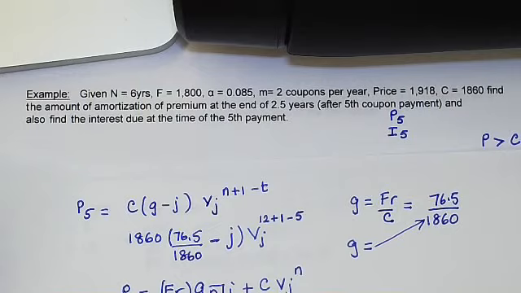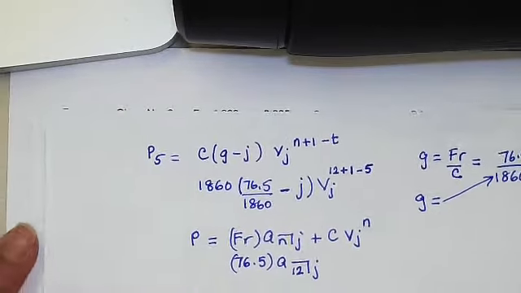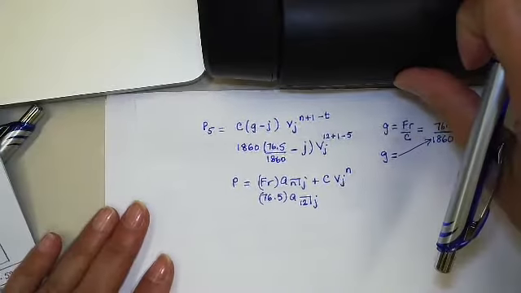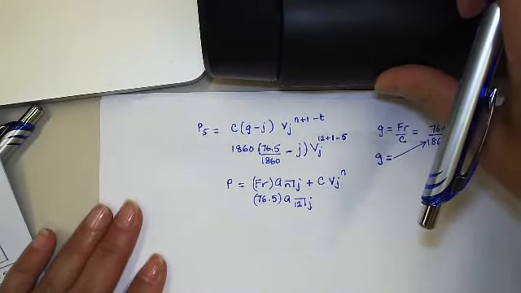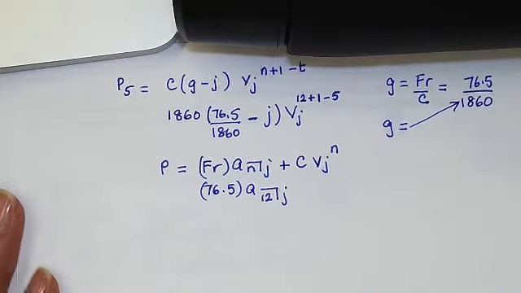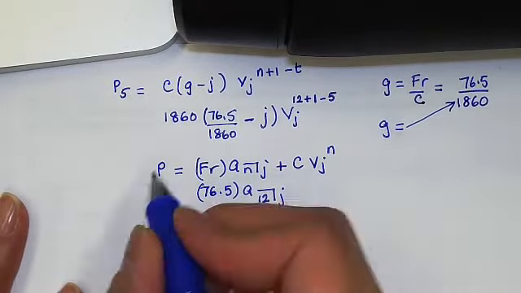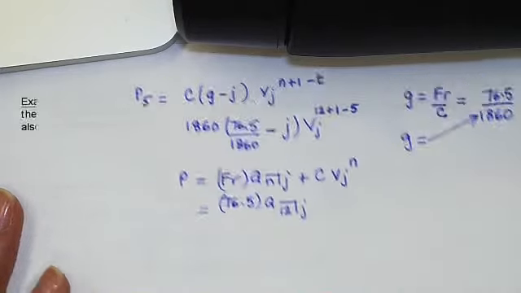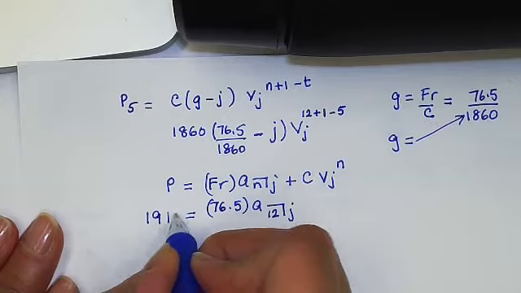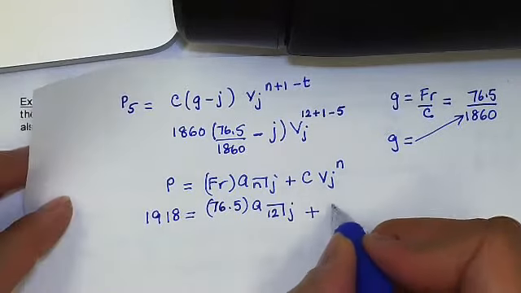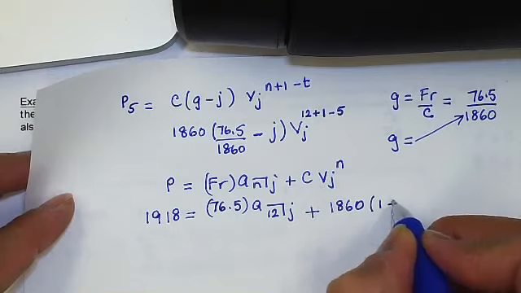So I can back into J, right? Couldn't I do this? Price equals FR A angle NJ plus CVJ to the N. Everything is known except for J. So let's go do it. FR is 76.5. A angle what? 12. How much is J? We don't know J. We're looking for J. So that will be my unknown. I know what the price is.